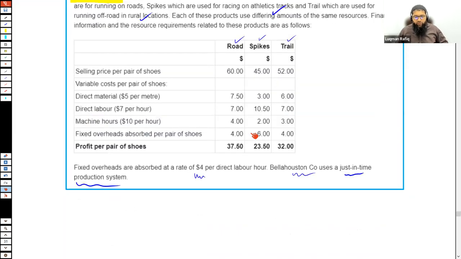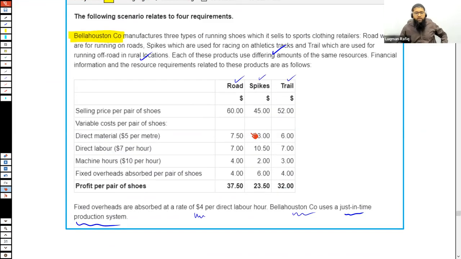So basically it's not going to be that simple. It's going to require a lot of calculations before we can go on. First of all, you need to understand that the selling price is this, this, and this. Material is $5 per meter. So it's one and a half meter.